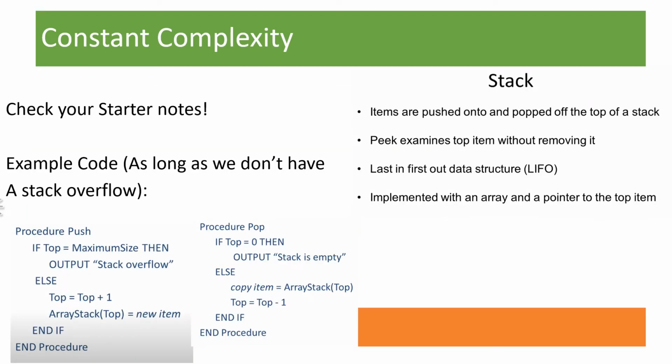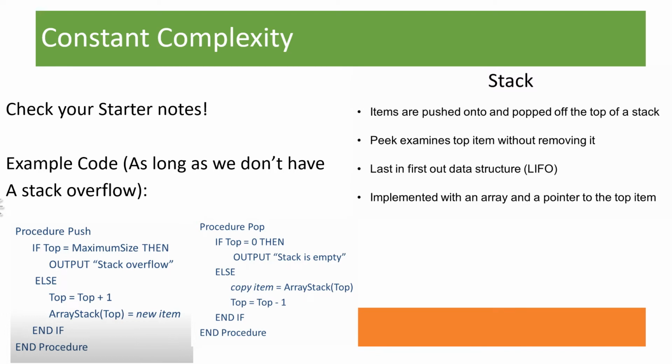Let's think about a stack. Remember, items are pushed and popped onto the top of a stack. We have a series of different methods that we can use, such as peek, to examine the item without removing it. A stack is last in, first out, LIFO. The last item to be put onto the top of the stack is the first item to be removed. And we usually do this with pointers. So a pointer will point at the top item in the stack so we know which one to remove.